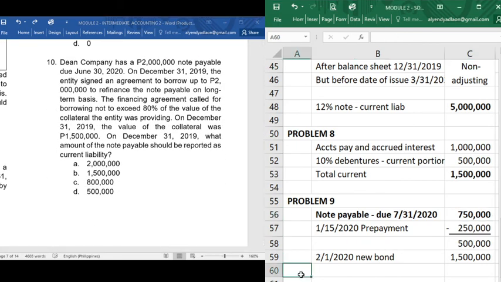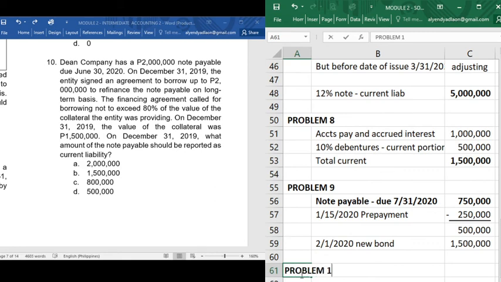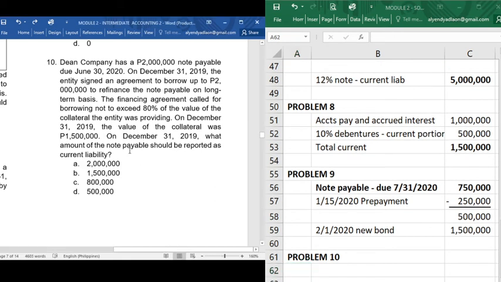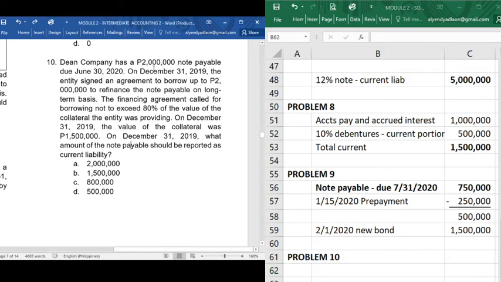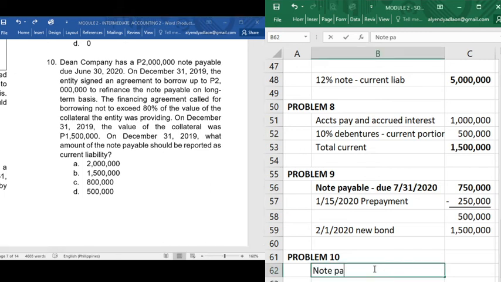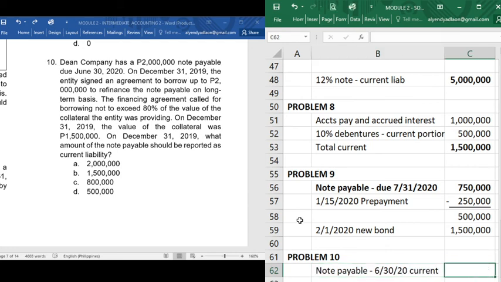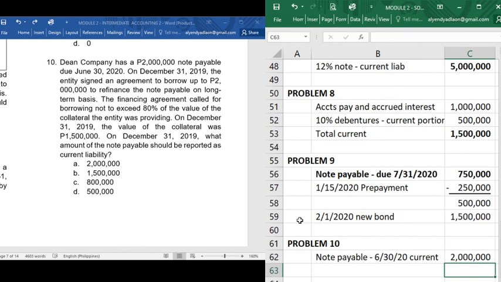Next, for problem 10, this is our last problem. Problem 10, what amount of the note payable should be reported as current liability? Okay. Dean Company has a 2 million note payable due June 30, 2020. Let us write it down. Note payable due June 30, 2020. So that is still current. 2 million. Okay. On December 31, 2019.